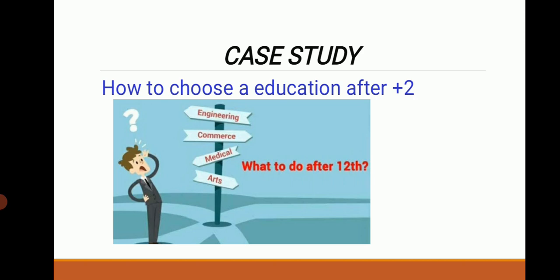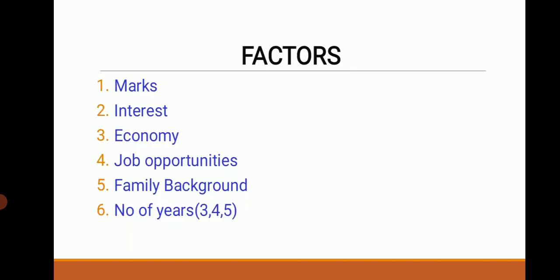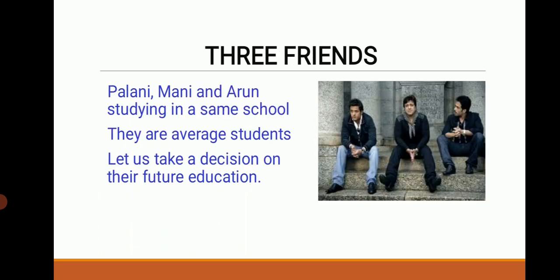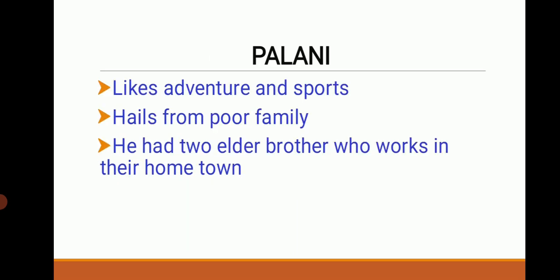So the next case study is how to choose an education after +2, whether it is engineering or commerce or medical or arts. So the factors are marks, interest, economy, job opportunities, family background, number of years: 3, 4, 5. It means for arts it is 3 years, for engineering it is 4 years, for medical with practice it is 5 years. For example, they are giving a story of 3 friends, that is Palani, Mani and Arun, studying in the same school. They are average students and let us take a decision on their future education.